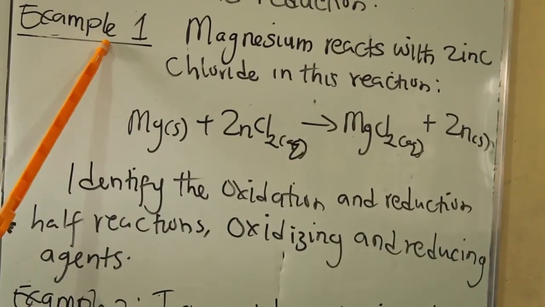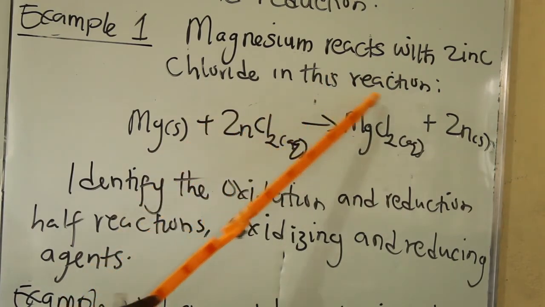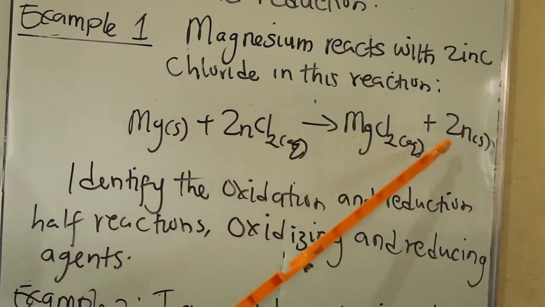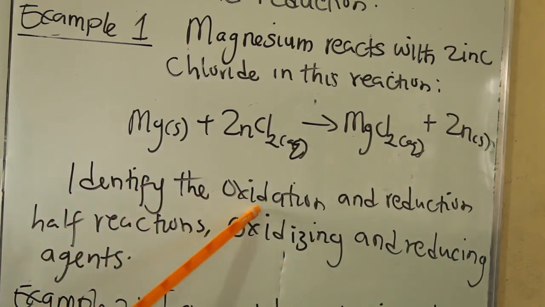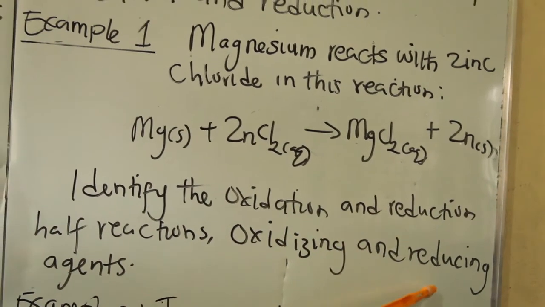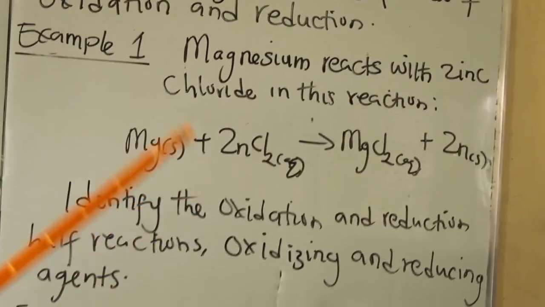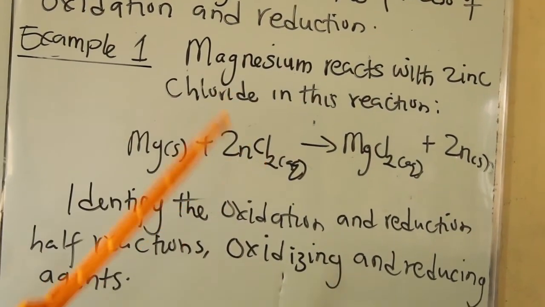The first one reads: magnesium reacts with zinc chloride. In this reaction, you have magnesium reacting with zinc chloride to form magnesium chloride and zinc. Now the question is, identify the oxidation and reduction half reactions, and the oxidizing and reducing agents. So in this question we'll write out the redox half reactions and also identify the oxidizing and reducing agent. So I'm going to do it here.